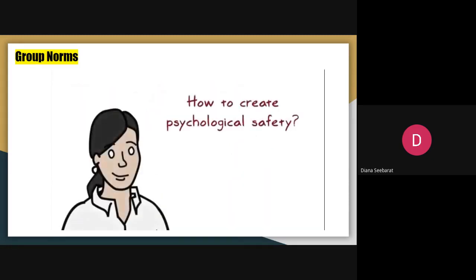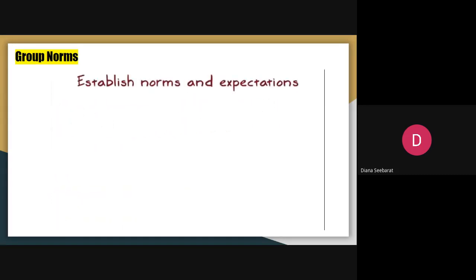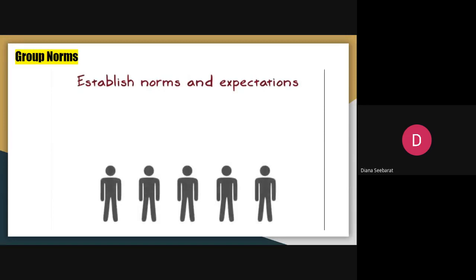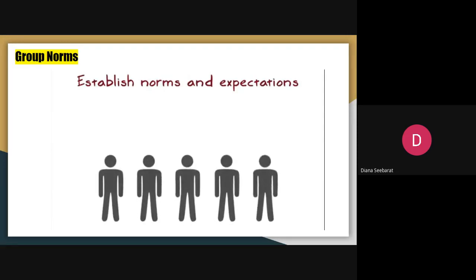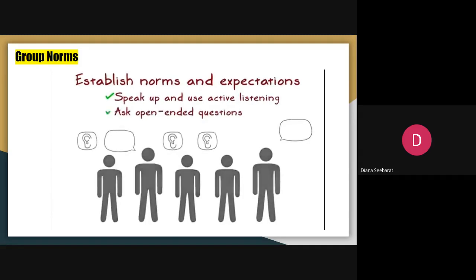So how can supervisors create psychological safety? Set the stage by establishing norms and expectations. First, make it clear that everyone's input matters, and it's expected that they speak up and actively listen to each other. Then model your own curiosity by asking open-ended questions.